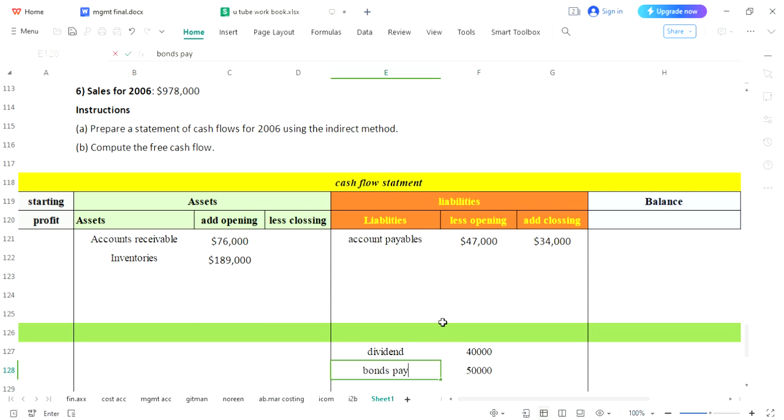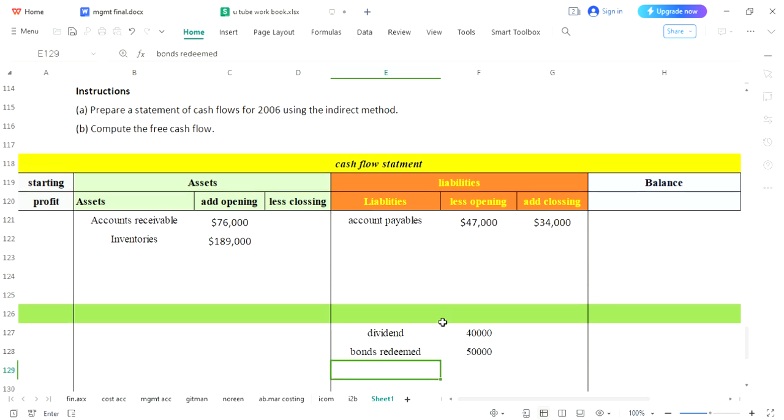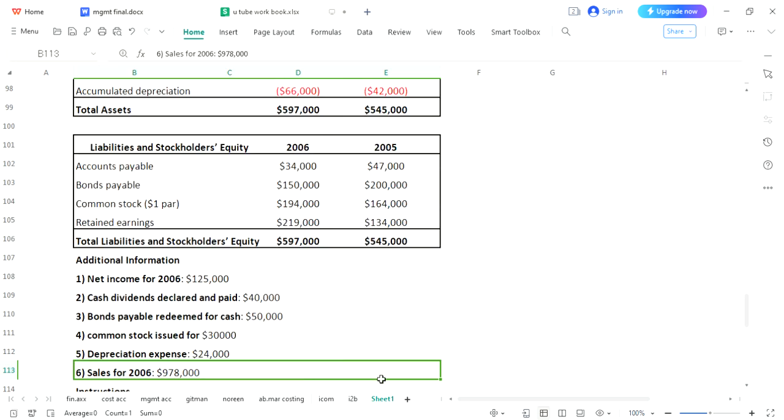Bonds redeemed, here you will write. Understand again? Bonds redeemed means cash is paid. Since it is a liability, we have chosen the liability side. And there are two options, less or add. Since cash is going out, there will be a decrease in cash. That is why we have chosen less. Bonds redeemed 50,000. This adjustment has already been made.